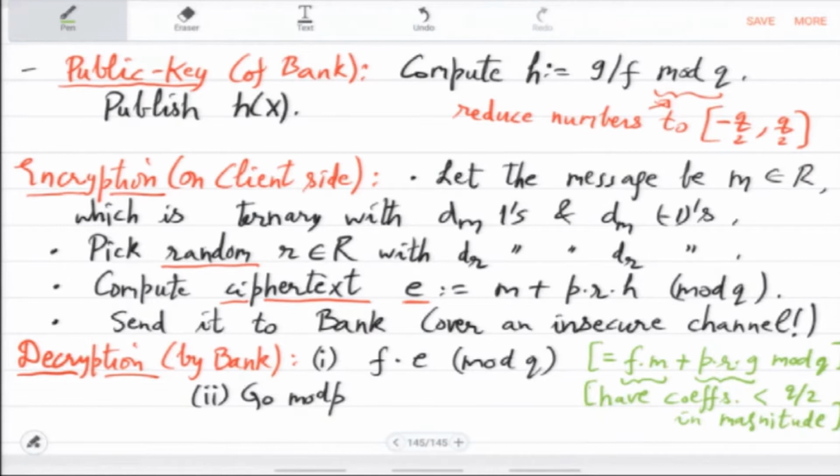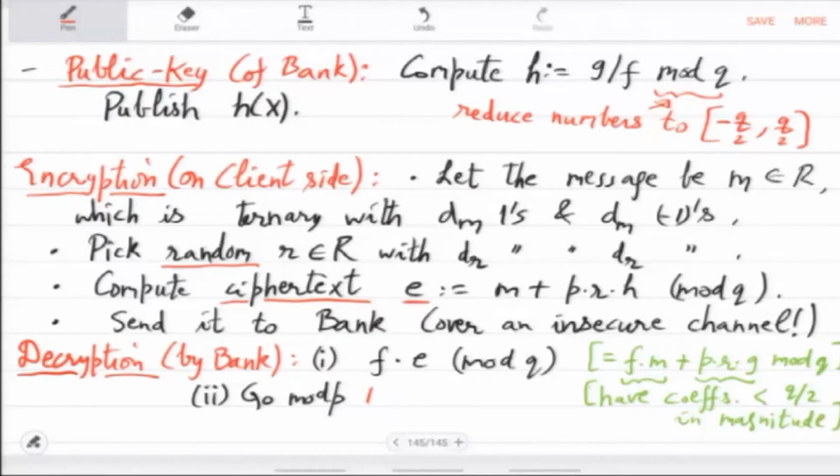Now since the coefficients are already smaller in magnitude than q by 2, reducing mod q will have no effect, and when you reduce mod p, you will get exactly f times m. So the bank has computed f times m.